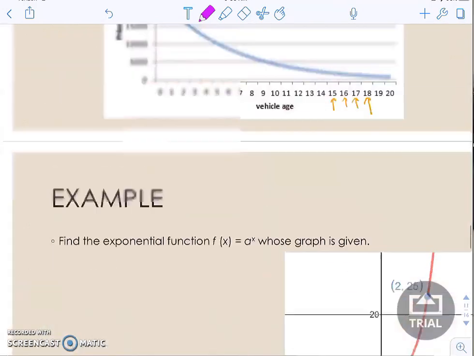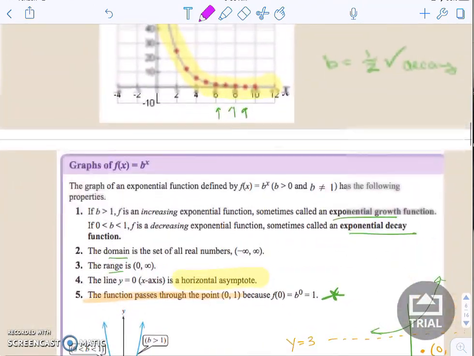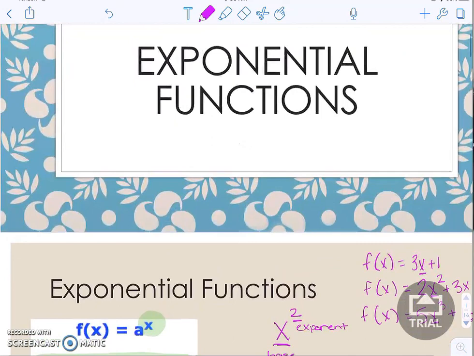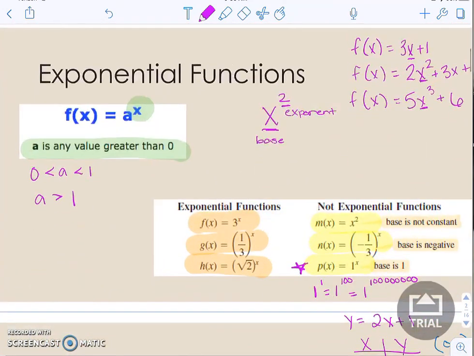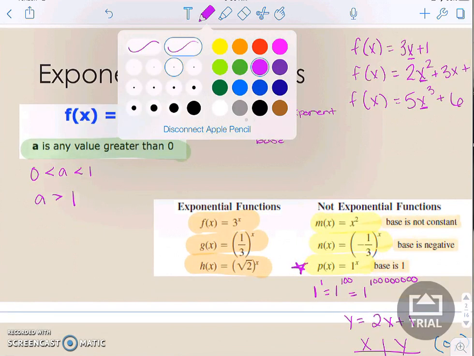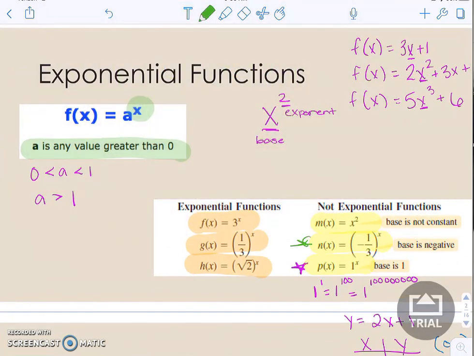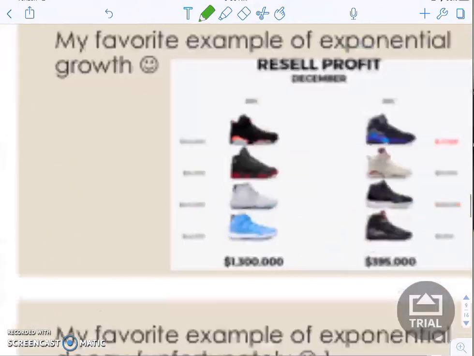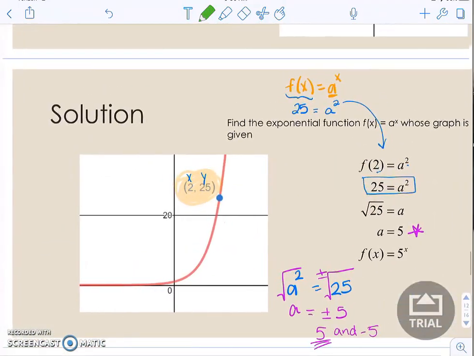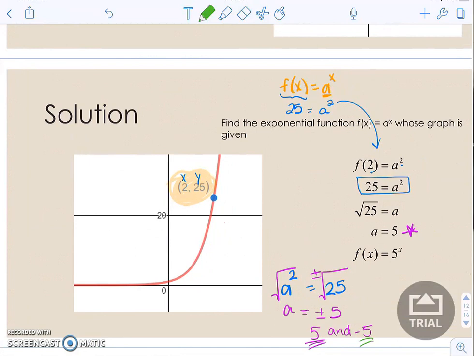Well, the reason why I would include only one value is if we go back up here to our definition, we said, let me make it green, right here, that our base is not allowed to be negative. It must be between 0 and 1 or bigger than 1. And thus, with the negative base, that causes an issue. It's no longer an exponential function. So this solution, negative 5, can't happen because that wouldn't represent an exponential function, which is why I only end up with one answer. f of x is equal to 5 to the x power. Okay.